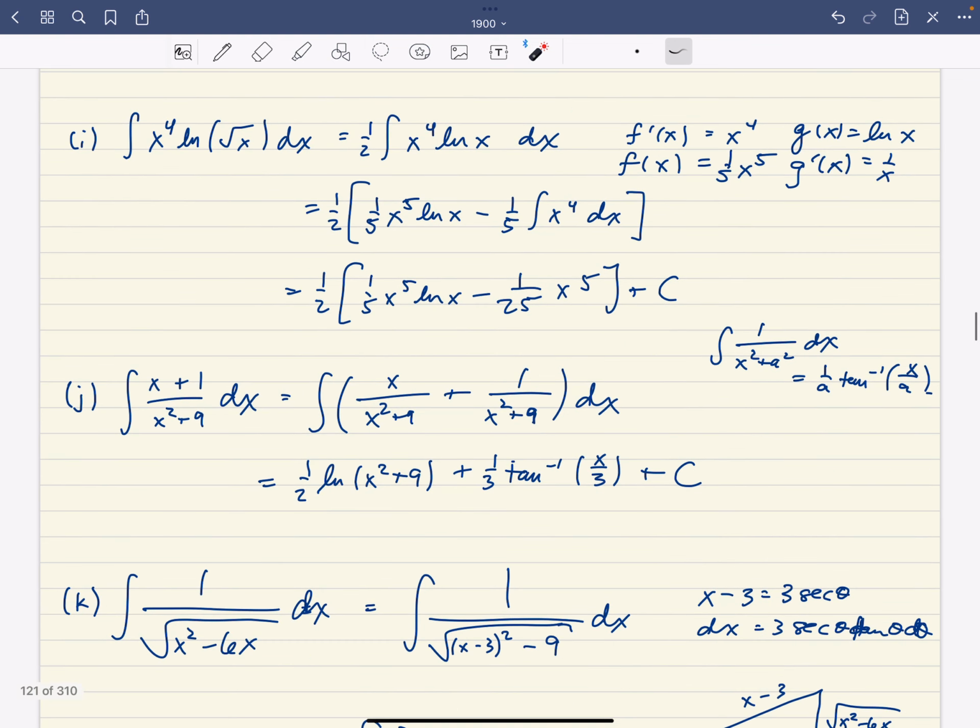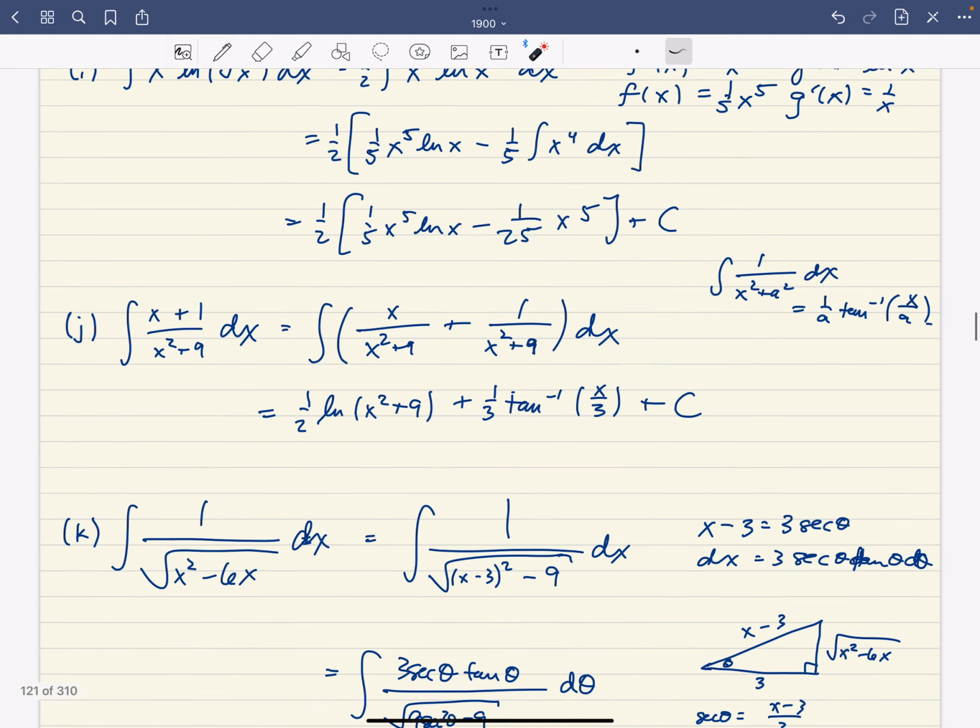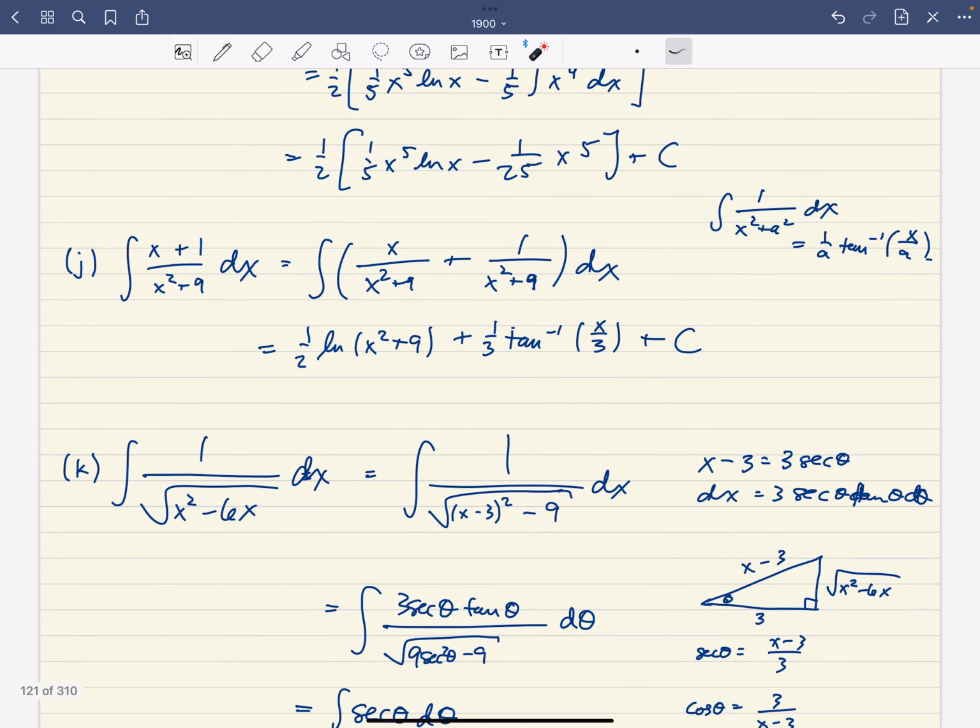For part j, we don't need to do anything really. We just split it, and then we use the fact that we know the integral of 1 over x squared plus a squared is 1 over a inverse tangent of x over a. And so this first bit, you can write 2 and then 1/2 if you want to do it that way. Anyways, that's the first integral, a u substitution if you want to do that.